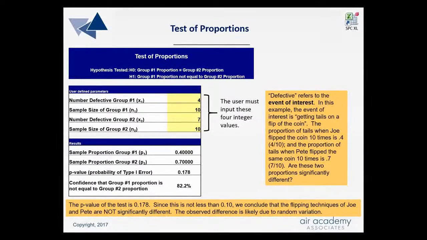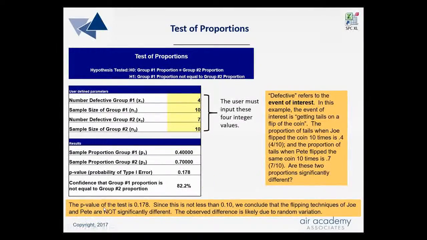Now, in Joe's case, who flipped the coin 10 times, he got 4 tails out of 10, which is 0.4. So the proportion is 0.4, which is obtained by dividing 4 by 10. Pete flipped the same coin 10 times and he got 7 tails out of 10. His proportion is 0.7. The question is, are these two proportions significantly different? And the answer is no, they are not.